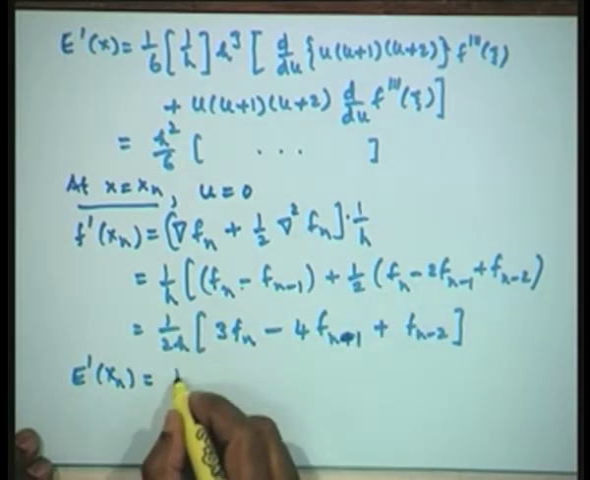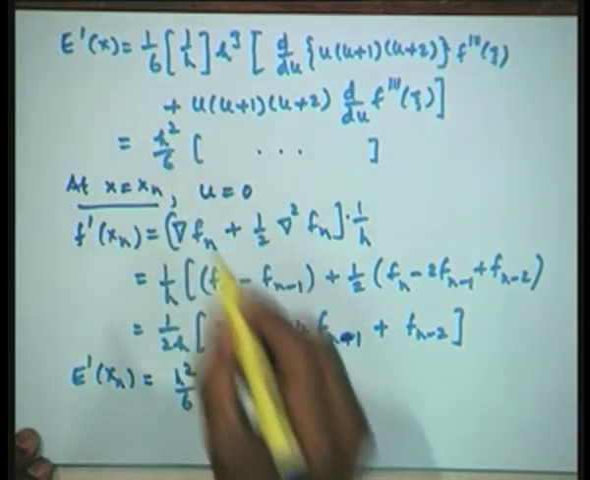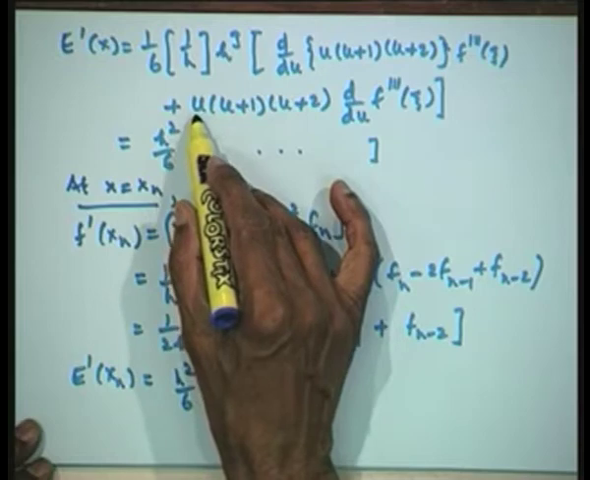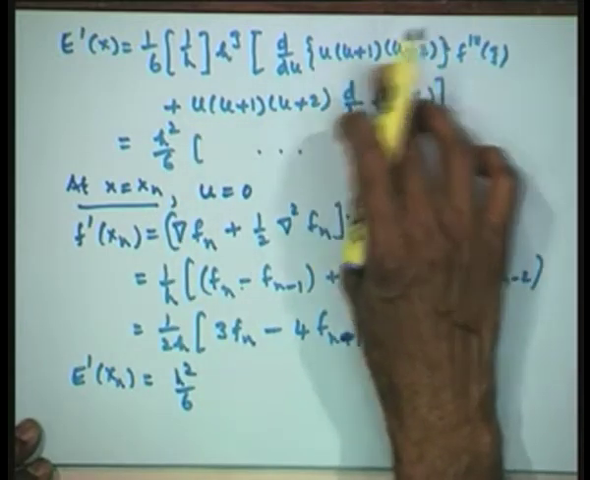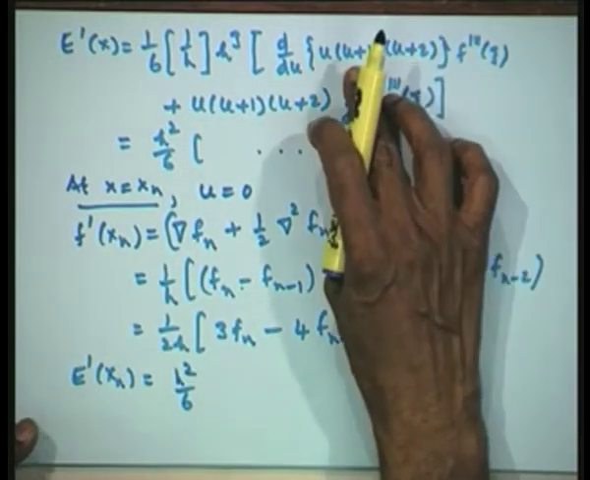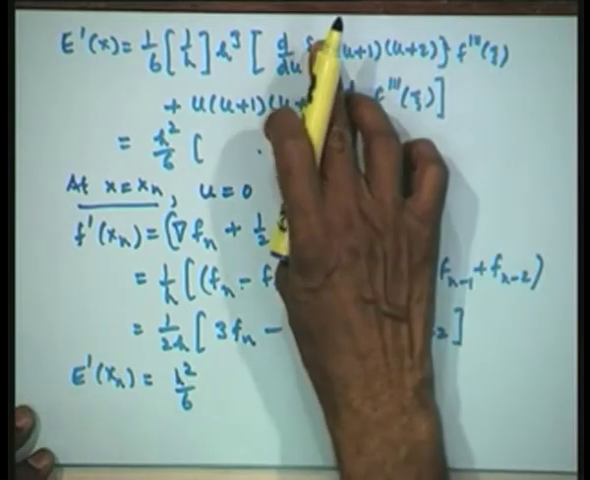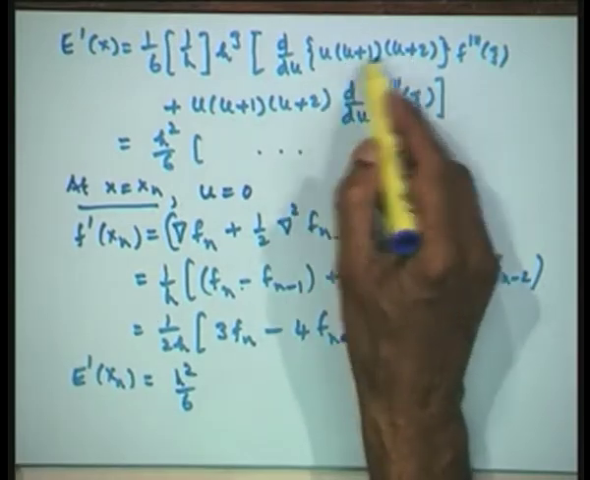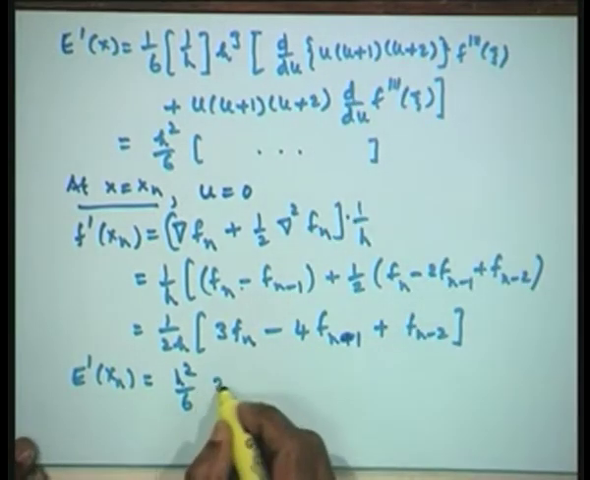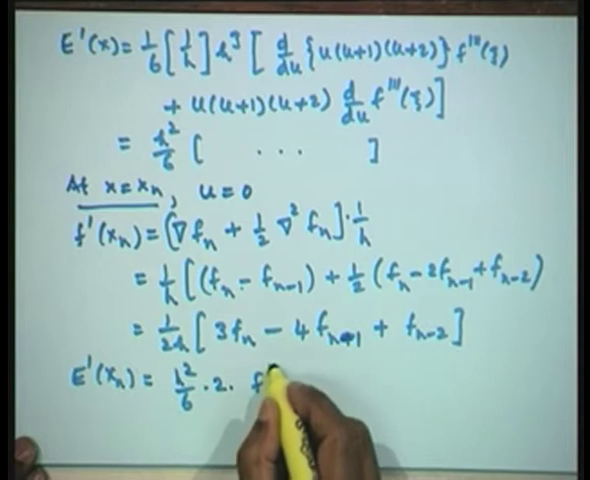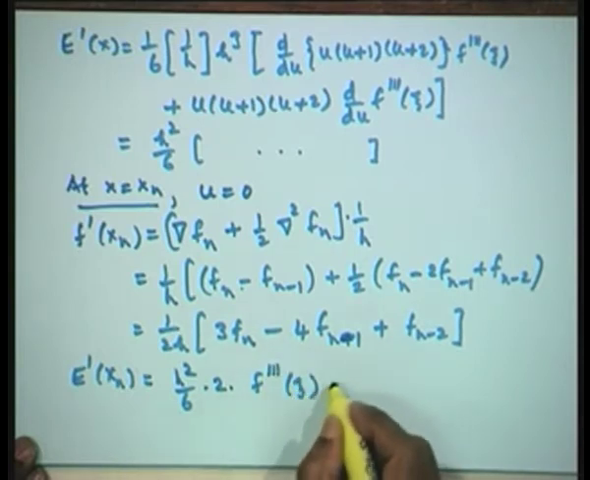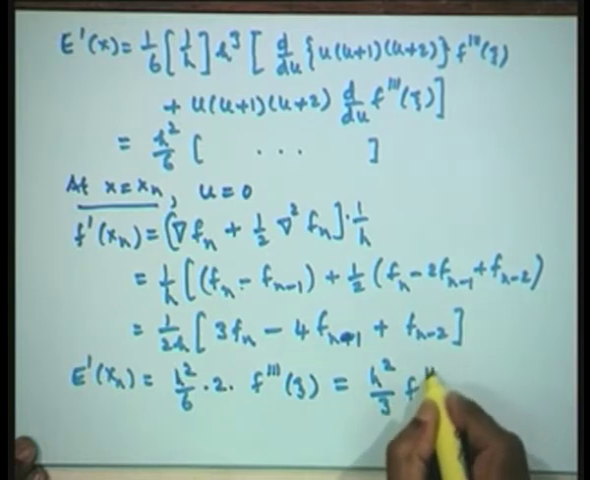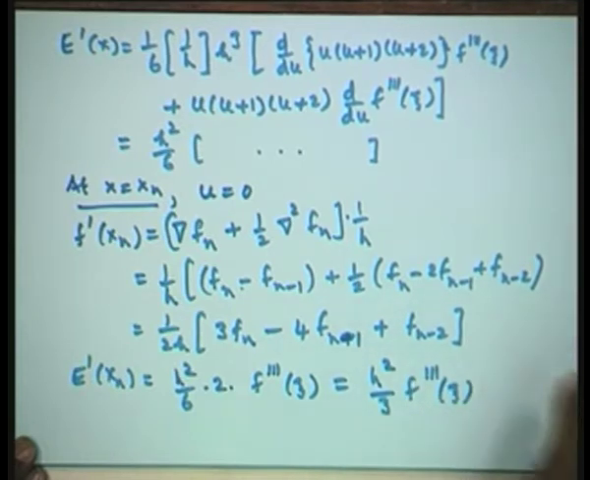Now, outside we have h square by 6. Here u is equal to 0, therefore the second term goes off. Now, I differentiate this as a product of 3 terms, only one term will survive, which will be the derivative of this particular part. If you just put u is equal to 0, I will get a 2 here and f triple dashed of xi. So, the error is again, as in the previous case, h square by 3 f triple dash of xi.